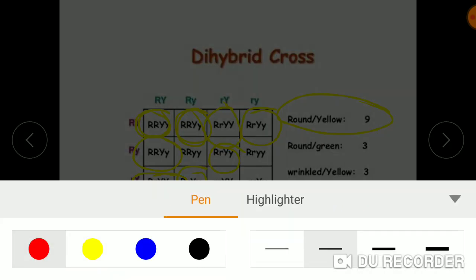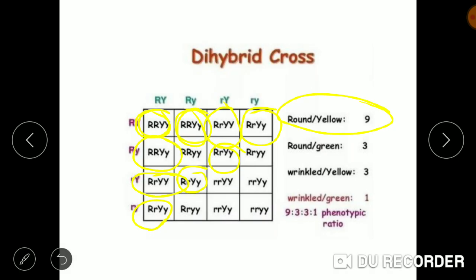Now we'll again see the leftover offspring. So we'll move on to the first one, capital R and small y, we'll mark it with red. Capital R for round and small y for green. Okay, so one round and green we have got. Now the other one, capital R and small y, another round and green we got. Then capital R and small y, another round and green. So how many round and green? 3 round and green variety we obtained.